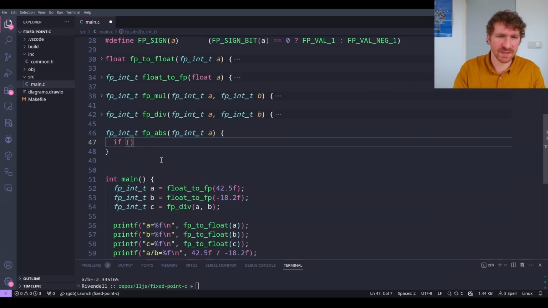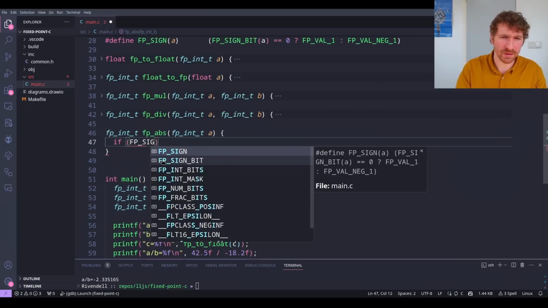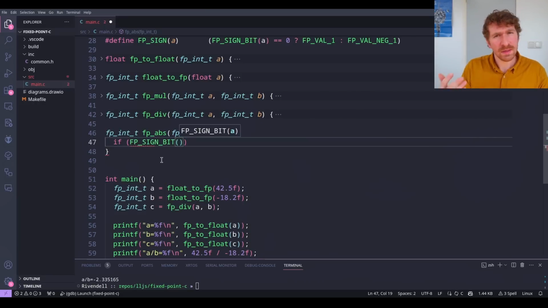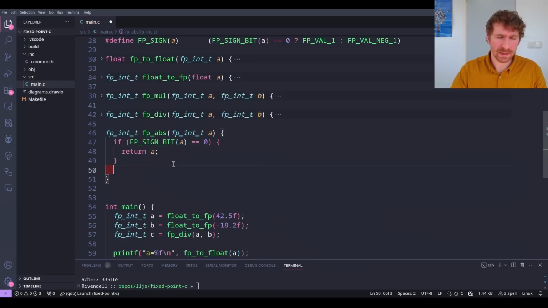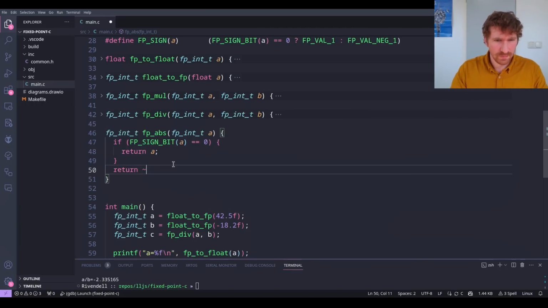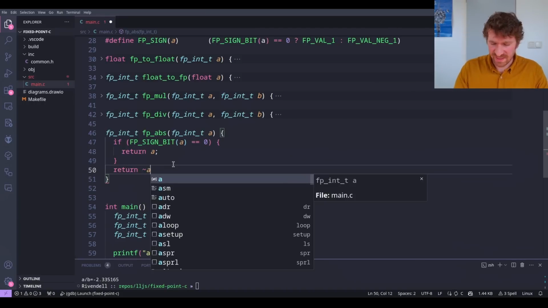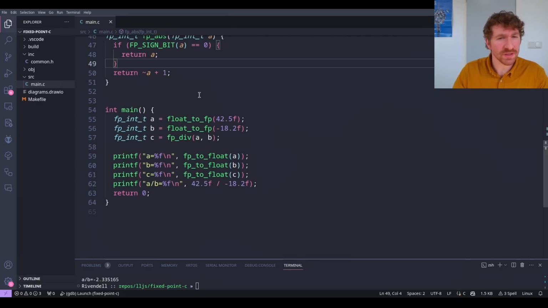So what we can do is we can say if the fp sign bit, and let's just look at the sign bit now, because we don't need to look at anything else. If the sign bit of a is 0, we just return a. If it's not, then we can return invert all the bits of a and add 1, right? This will give us the absolute value. So let's try that out.